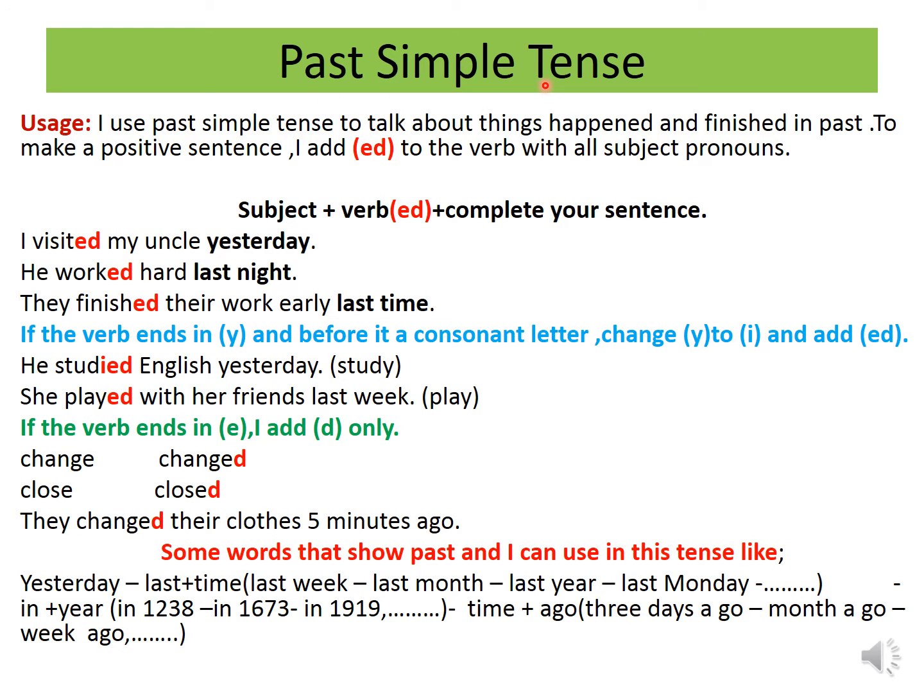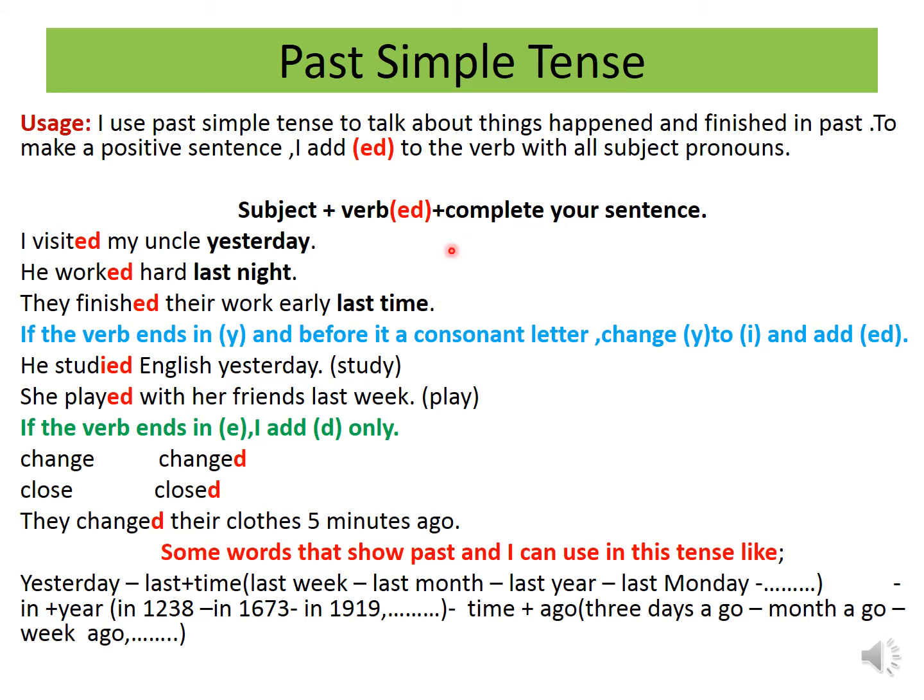So past simple tense, I use it when I want to talk about something that happened and finished before. To make a positive or affirmative sentence, I put my subject, we said he, she, it, they, we, you, whatever. Then the verb, but pay attention that you will add ed to most verbs, then complete your sentence. Example, I visited my uncle yesterday. Yesterday, not today, yesterday. He worked hard last night. I added ed. They finished their work early last time. So to make a positive sentence in past simple, I add ed to the verb.